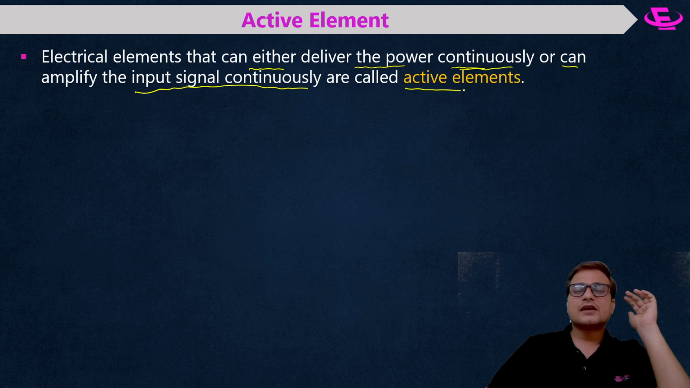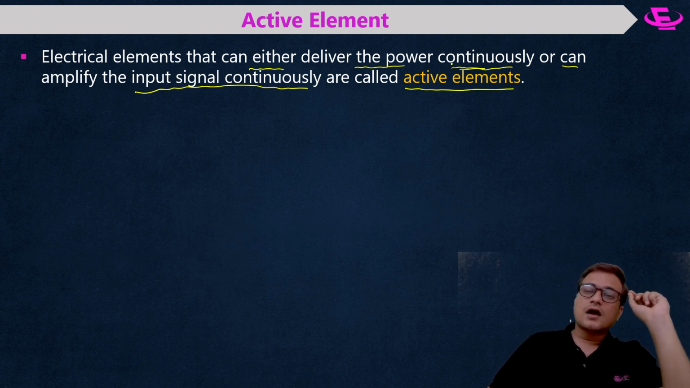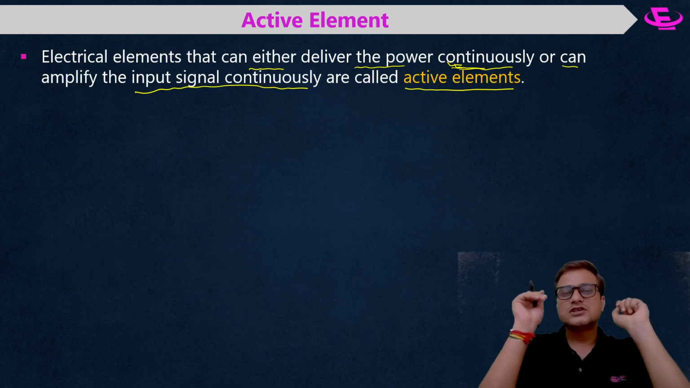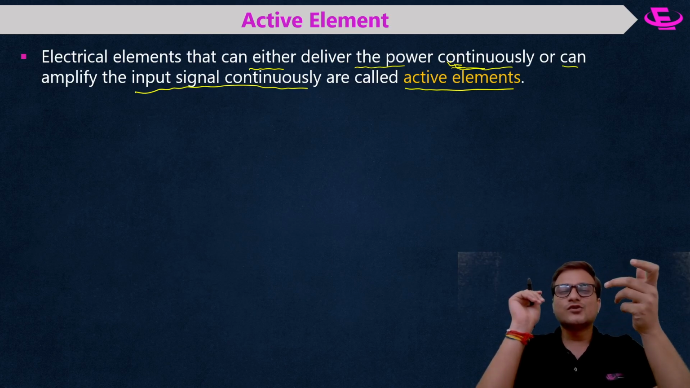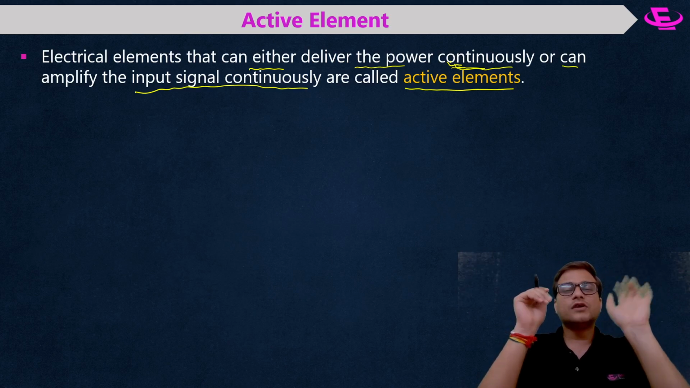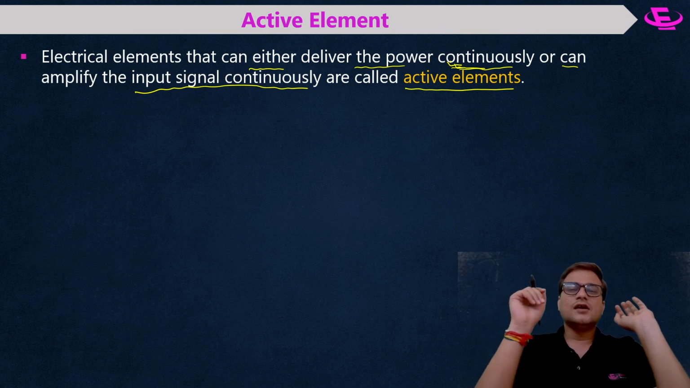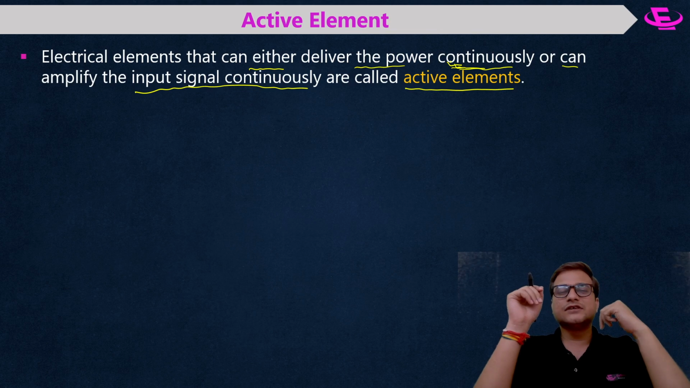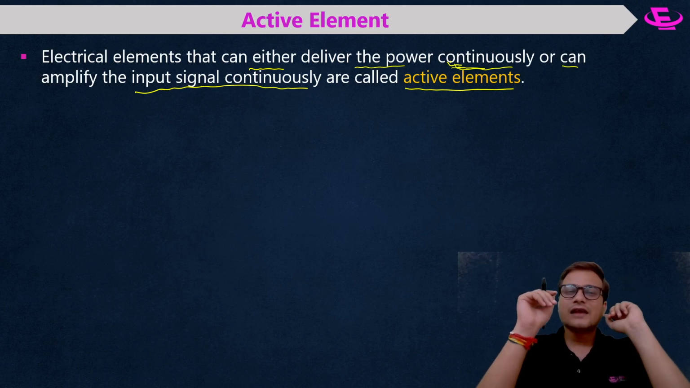are called active elements. The word continuous is very important here, because many objective questions are asked on this topic. Which of the following is not an active element? Which of the following is an active element? There you will see the options are given like inductor, capacitor. Many people mark that inductor and capacitor are active elements. Why do they mark like that?